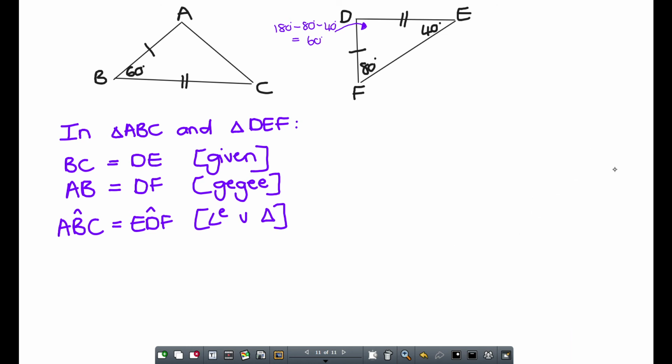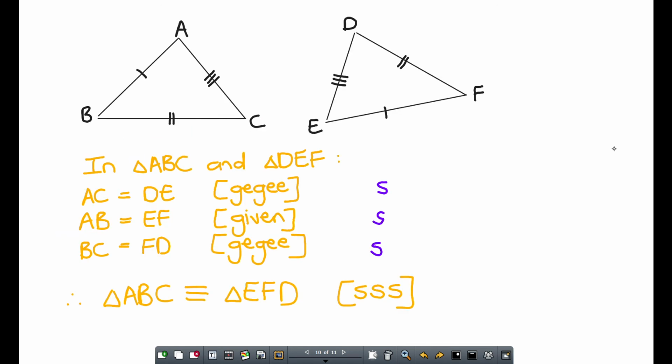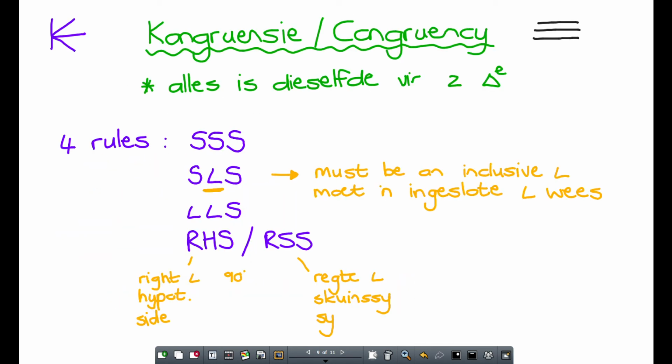Okay, so wat het ons so ver gekry? Hierdie was gewees 'n sytjie. Daai was 'n sy en hierdie was 'n hoek. Okay, I'm going to skip back to my rule. So I've got two sides and an angle. So watter reël gaan ons gebruik? Sy hoek sy, maar very important.